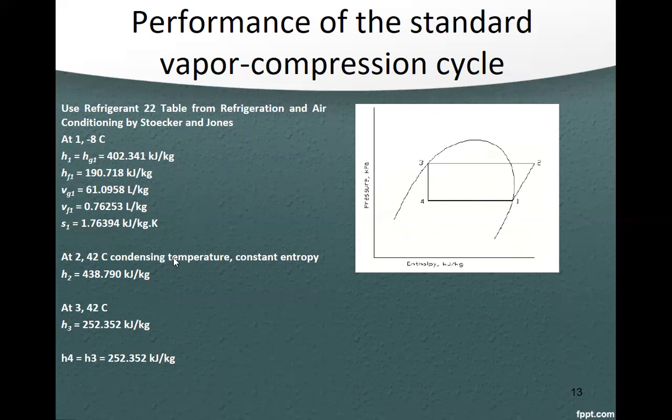At 2, 42 C, condensing temperature, constant entropy, H2 is equal to 448.79 kilojoule per kilogram. At 2, constant entropy, ibig sabihin, S2 is equal to S1. Saan ko kinuha to? So, check nyo doon sa table. At 3, siyempre, S of F dyan, saturated liquid is 252.352 kilojoule per kilogram. So S4 is equal to S3, 252.352. So yan. Kompleto ka na ng points, 8 points in LP.